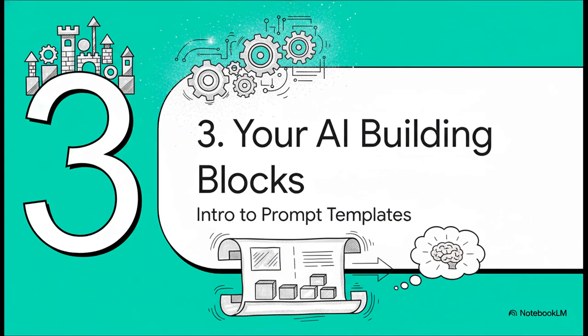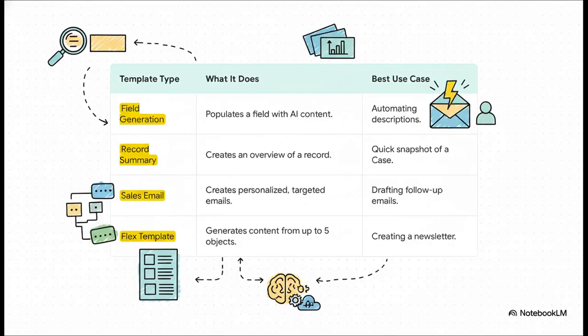Okay, so now that we know our data is safe and sound, we can get to the really fun part, the building blocks you'll use to create your own custom AI experiences. And the main tool you're going to be using is something called a prompt template. Think of these 4 templates as your own specialized toolkit. Field generation? That's your precision screwdriver, perfect for filling in one specific field. Record summary is like your magnifying glass, giving you a quick overview of a record on the fly.